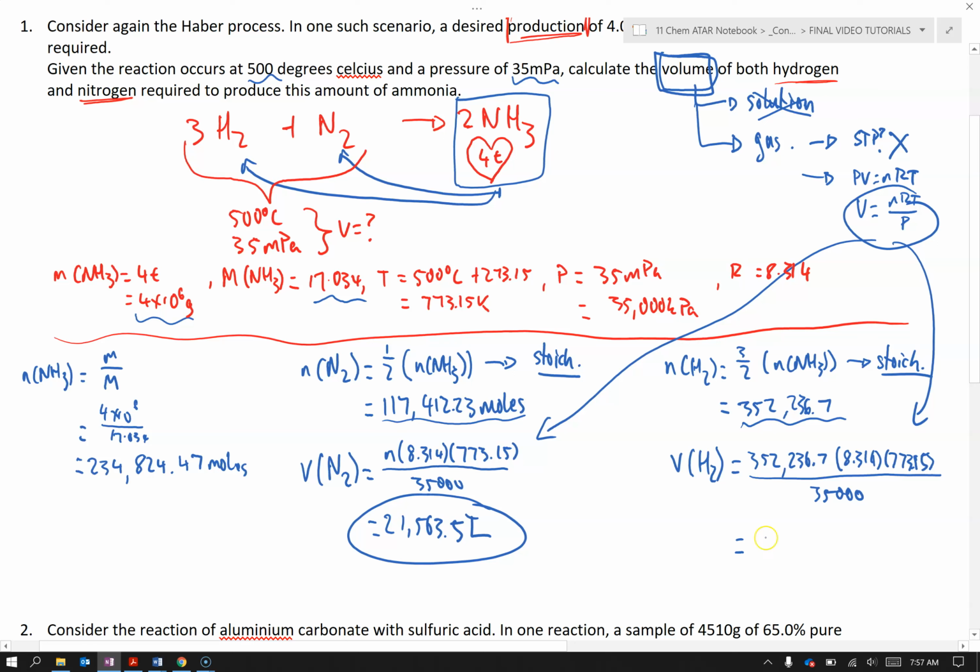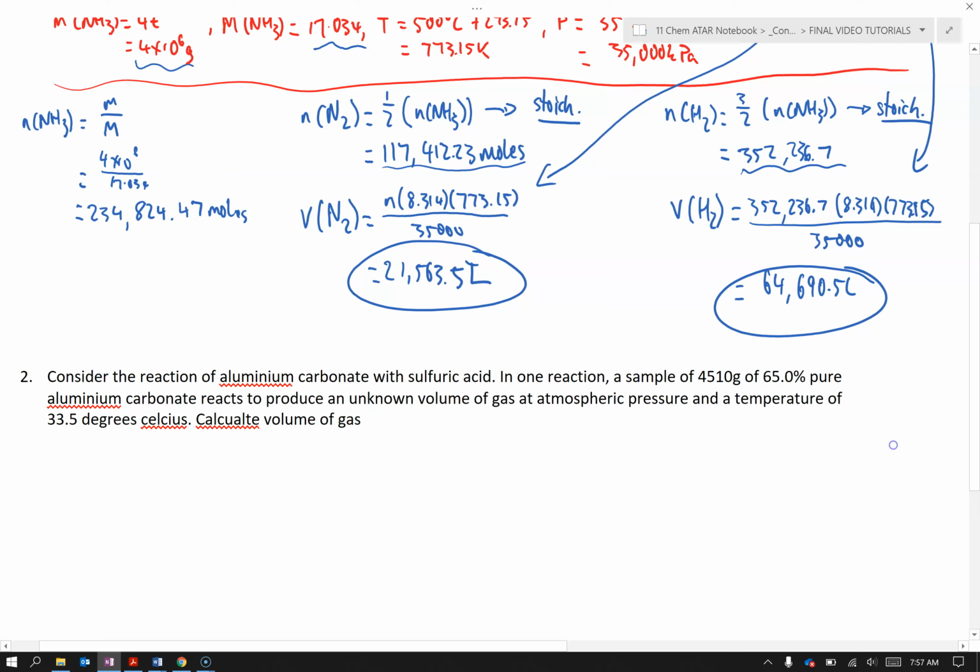Volume of H2 is actually 64,690.5 litres. I'm so sorry that I got that wrong. I've worked it out differently on my bit of paper in front of me. But now we've answered that question, complex mixed stoich. Very good. Okay, next one.